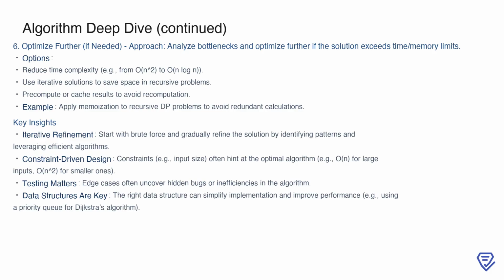This iterative refinement process is driven by the problem's constraints. Smaller inputs may allow for simpler solutions, whereas larger inputs require efficiency. Testing remains critical throughout this step, as edge cases often reveal inefficiencies or errors in the refined algorithm.